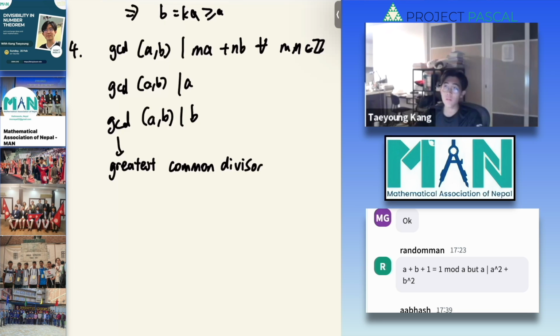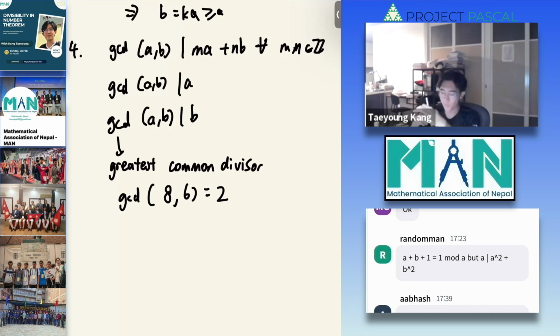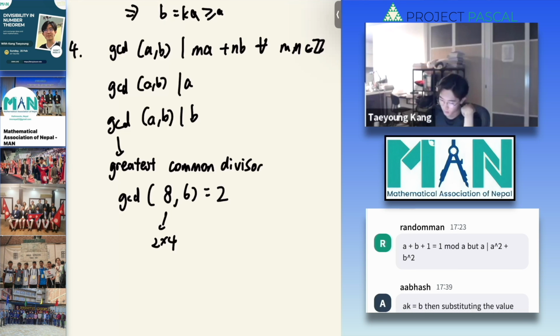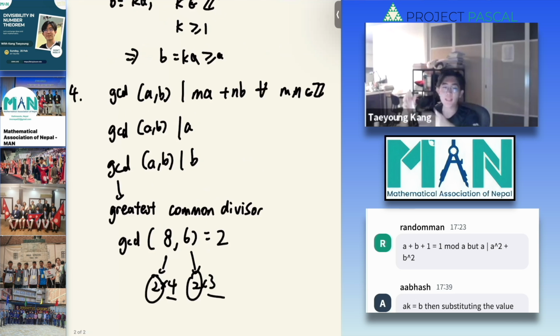So, for example, the GCD of 8 and 6 is 2. It's basically the largest divisor that divides both numbers a and b. So this is 2 times 4, and this is 2 times 3, and 4 and 3 don't share any common factors, so the GCD is 2. So this is basically a summary of the main ideas that we will use in divisibility questions in number theory. Okay, so let's move on to going through the problems that we have today.